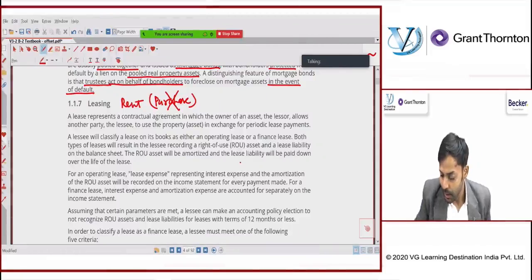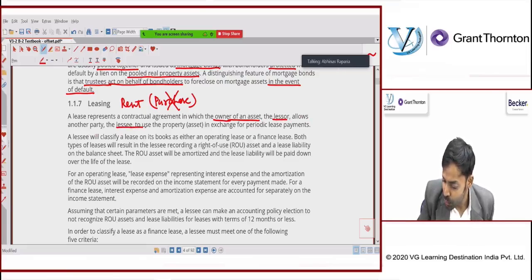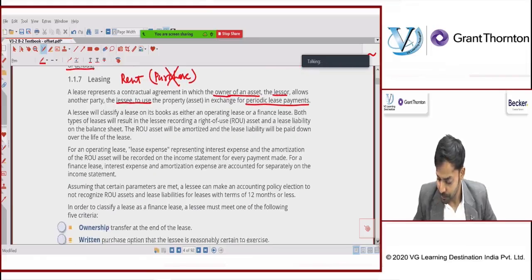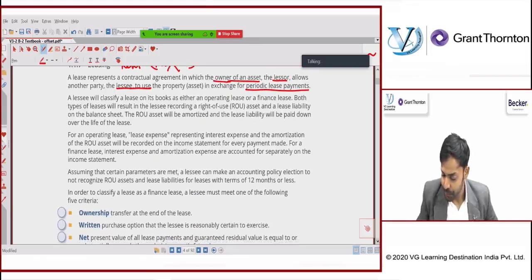Okay. A lease represents a contractual agreement in which the owner of the asset, the lessor, allows another party, which is called the lessee, to use the property in exchange for periodic lease payments, right? The owner is the lessor; the person who is using is the lessee. So a lessee will classify a lease on its books as an operating lease or a financial lease, right? We'll discuss this later. And assuming certain parameters are met, right?